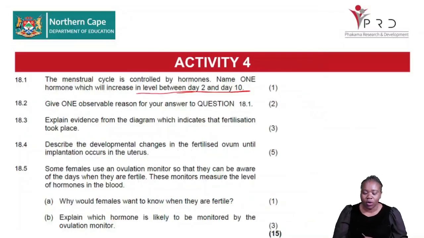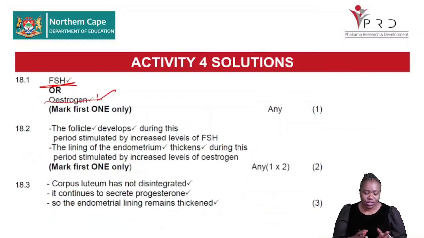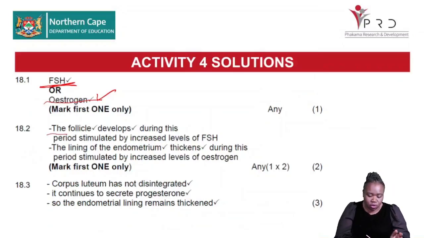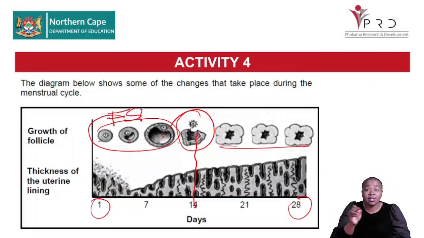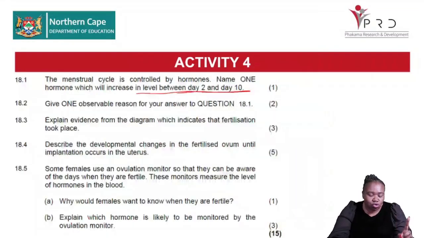18.2, it says give one observable reason for your answer to question 18.1. Right. So remember, when they are talking about observable reasons, you need to be able to give reasons that you can see from what you are given. So we can see that the follicle is developing during this period. We can see here that there is that development of the follicle, and this is because of an increase in FSH.